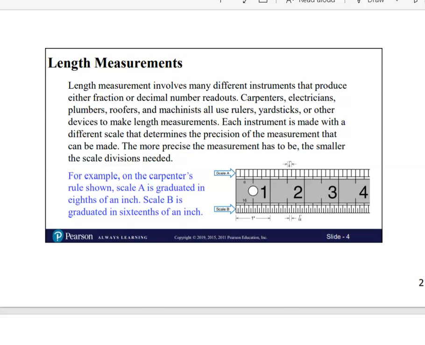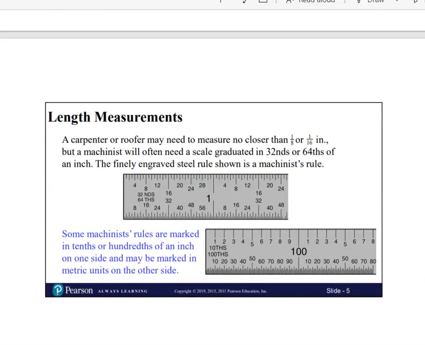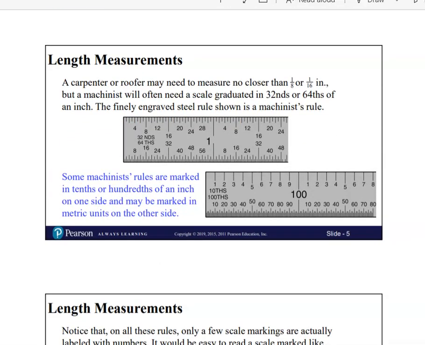Okay, if you look here at the top, we've got 1, 2, 3, 4, 5, 6, 7, 8 divisions. And at the bottom on this 1 inch, they've even divided those into 16. So this would get you to 1/8. This is going to get you to 1/16 down here. A carpenter or roofer may need to measure no closer than 1/8 or 1/16, but a machinist will often need a scale graduated to 32nds or 64ths of an inch.